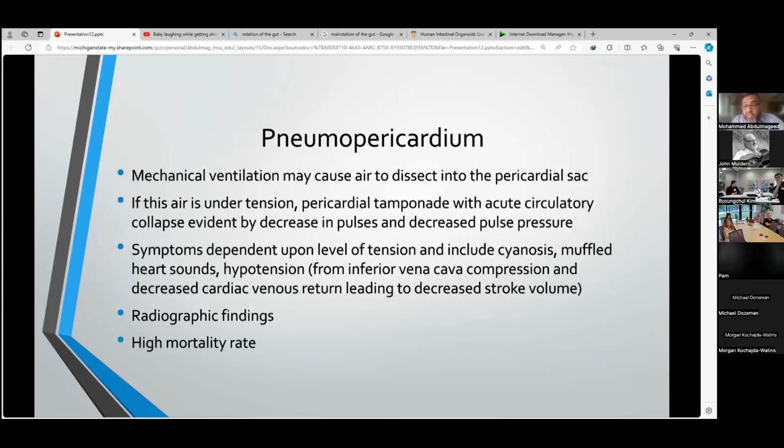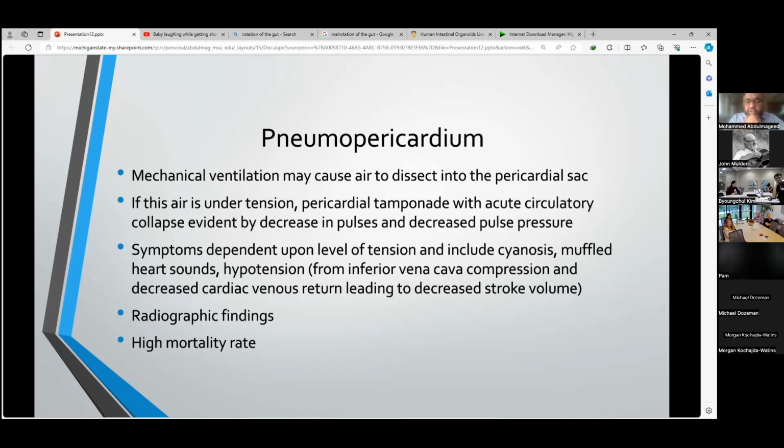Pneumopericardium, this is the dreadful diagnosis. Usually, what happens is the air will dissect in the pericardial sac. This happens most commonly in neonates when you have an umbilical venous catheter that goes from the umbilical vein to the right atrium, and instead of just staying there, it is suddenly or accidentally pushed inside, pierces the right atrium and causes a hole in the heart, which can lead to pneumopericardium and also pericardial effusion and cardiac tamponade.